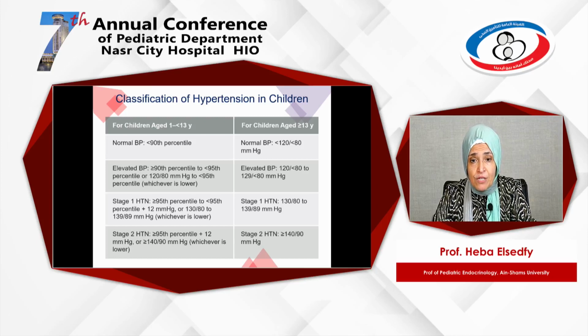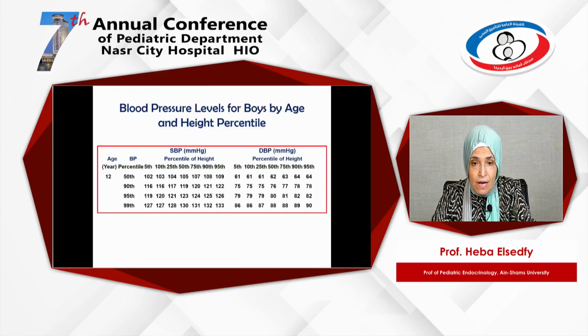For children above the age of 13, elevated blood pressure is considered when the blood pressure is 120 to less than 80 millimeters mercury. Stage 1 hypertension if the blood pressure is 130 over 80 millimeters mercury, and stage 2 if it's above 140 over 90 millimeters mercury. Now we have to bear in mind that the blood pressure percentile for children will differ according to the height percentile.